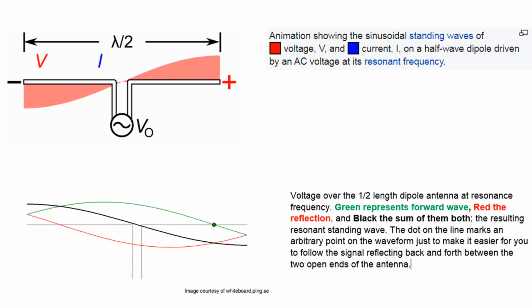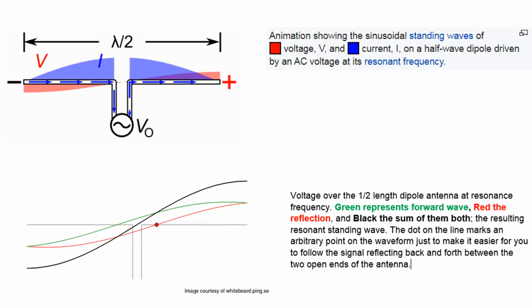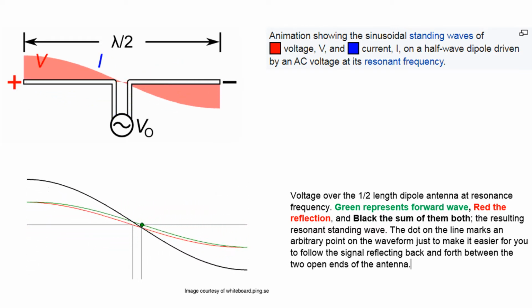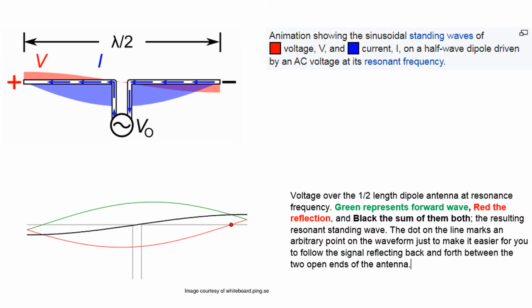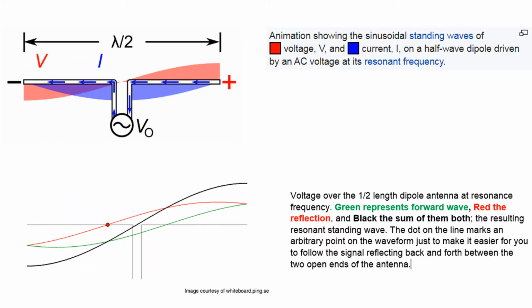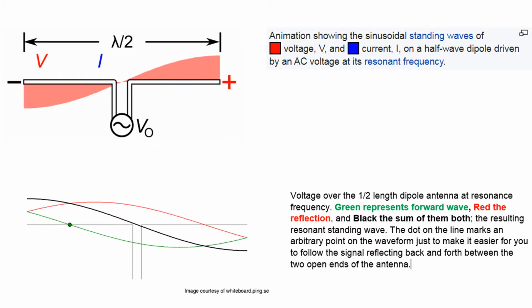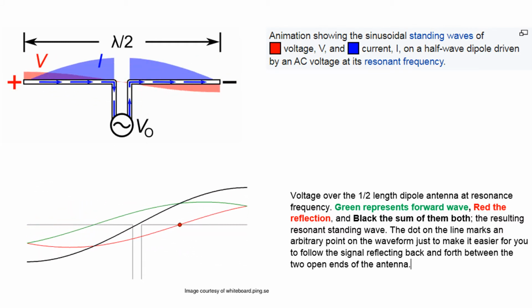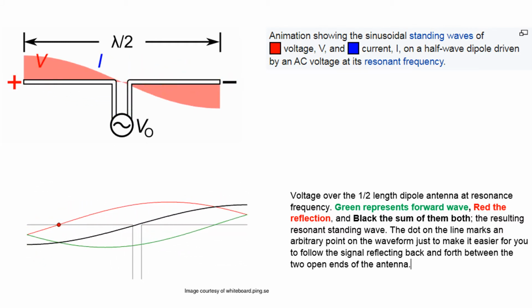Here is how a half-wave dipole antenna works as a radio transmitter. The top animation shows the sinusoidal standing waves of voltage and current on a half-wave dipole driven by an AC voltage at its resonant frequency. The bottom animation breaks down the standing wave into the forward wave and its reflection.